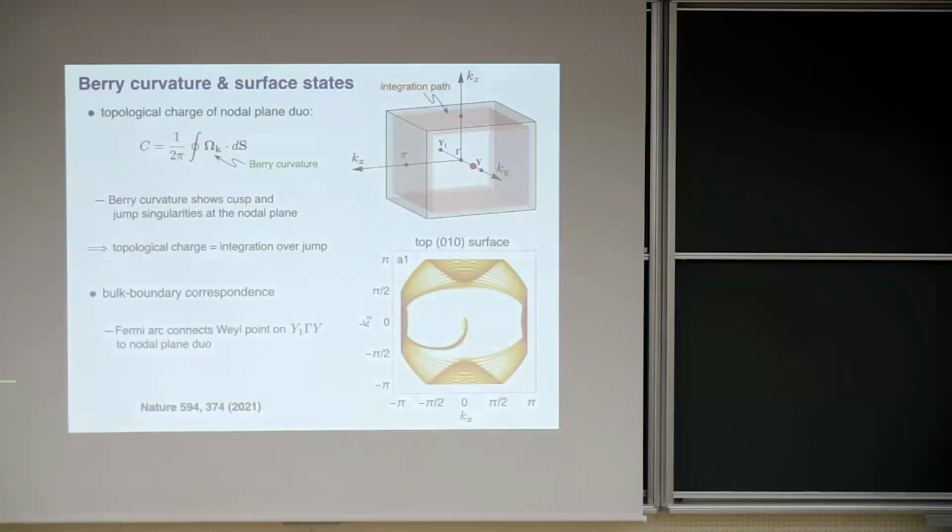Now, there's also bulk boundary correspondence. As I said in the beginning, these topological materials always have certain surface states. This has to do with the bulk boundary correspondence, which is mathematically related to index theorems. So basically, this relates this quantized Chern number to the occurrence of a surface state. In this case, the surface state takes the form of an arc, which connects here the projection of the single point here to the projection of this nodal plane at the boundary of the Brillouin zone.